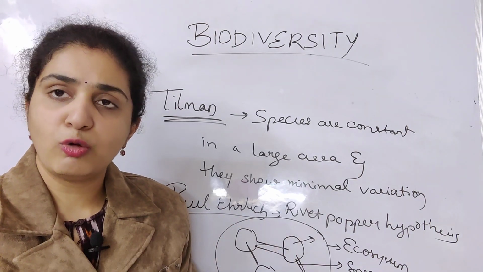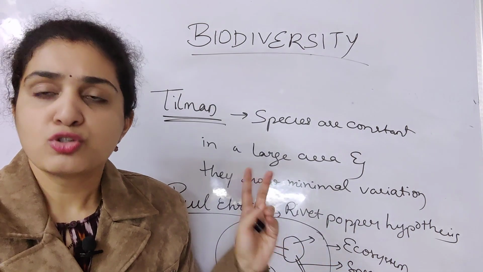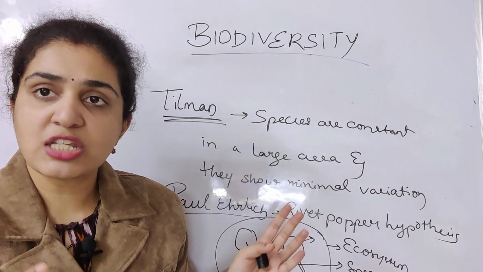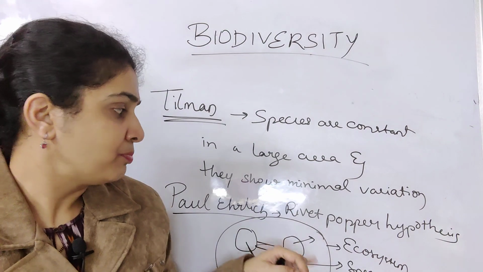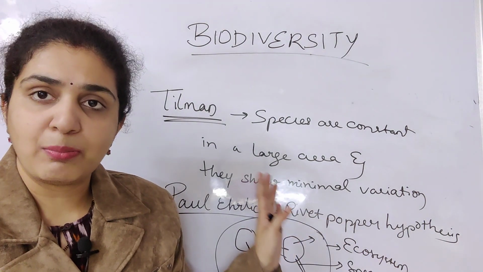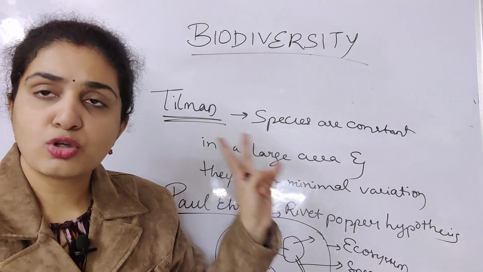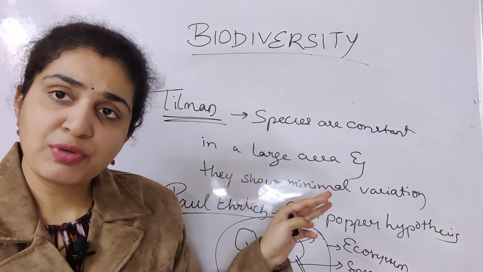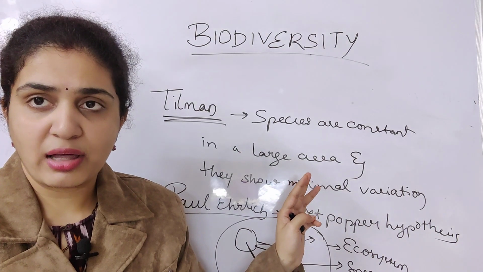That is the important question that you should remember. So in NEET, if they ask who showed less yearly variations according to species, that is Tilman, and who showed the rivet popper hypothesis, that is Paul Ehrlich. So these are the two famous scientists. Edward Wilson, biodiversity. Next we have discussed patterns of biodiversity.